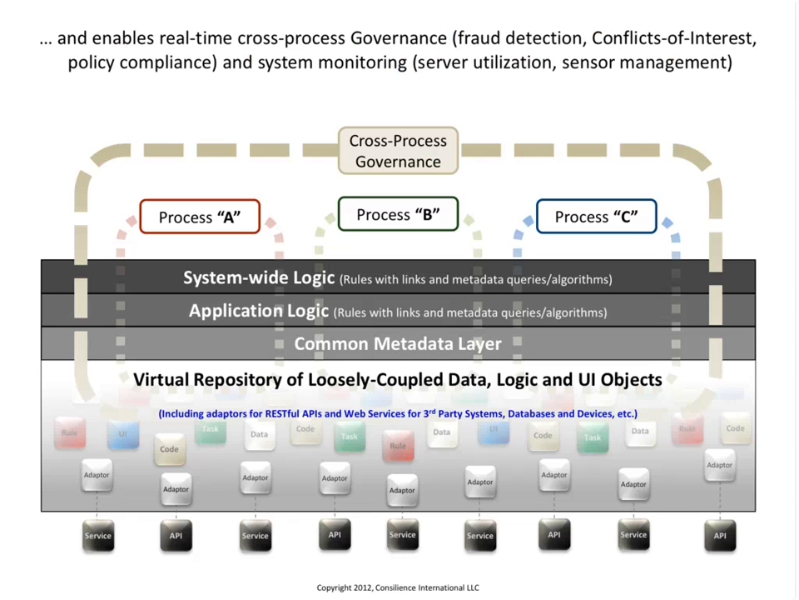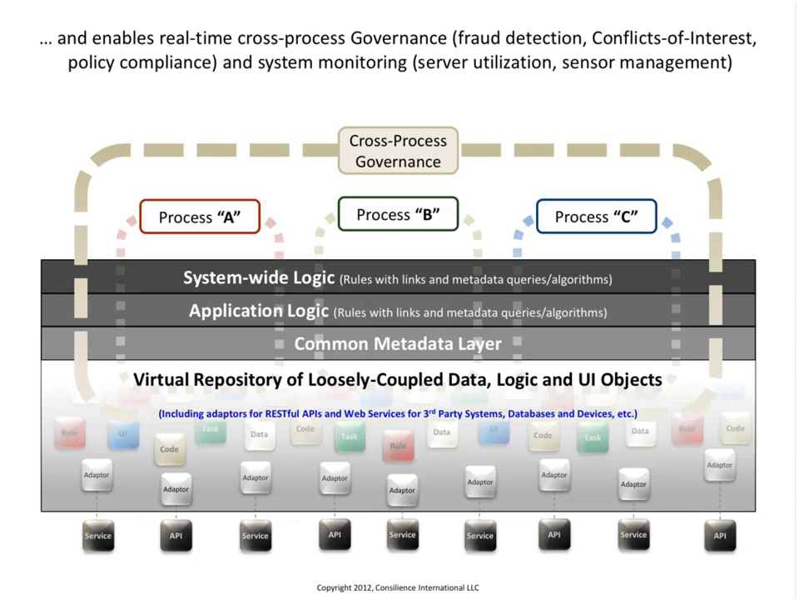It actually supports cross-process governance, right? I mentioned fraud detection, conflict of interest, policy compliance. It could also be doing things like system monitoring, server utilization, sensor management. We could be rerouting, doing dynamic things with load balancing, et cetera, because there's nothing beyond the system's ability to reason on. It could be reasoning on, hey, this service is slow. There's another service that replicates that capability off a different server. Go call that service. It could be looking at partitions of the information and reallocating as necessary.